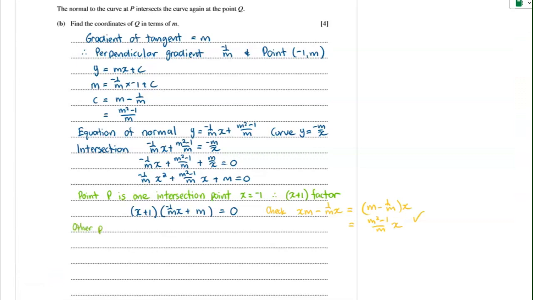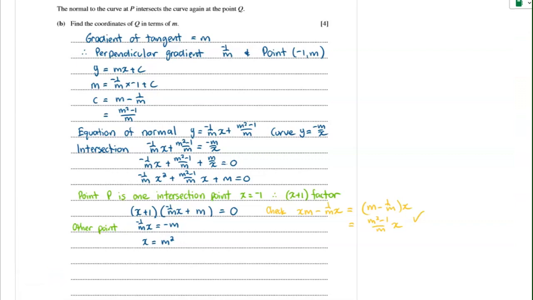Okay, so the other point has to be the brackets that we just found, which is going to mean negative 1 on m x is equal to negative m. Rearranging, we take the negative m over and we'll get x is equal to m squared. All right, so that's the x value of the second point of intersection.